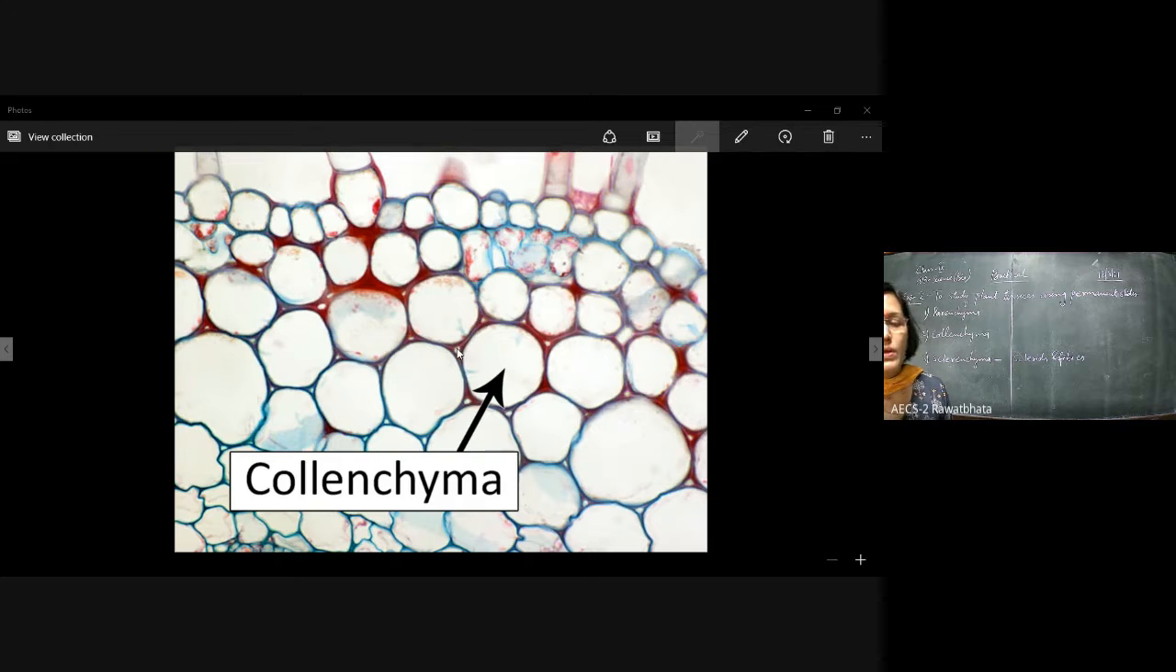So here you can see the cells, and around the cells, the corners where, for example, these three adjacent cells are there, and the ending of the cell is filled with the thickening. Of course, we know that is cellulose and pectin in case of collenchyma. Please, kids, try and observe. It may appear to you that the whole of the cell is surrounded by the thickening, but it is not so.